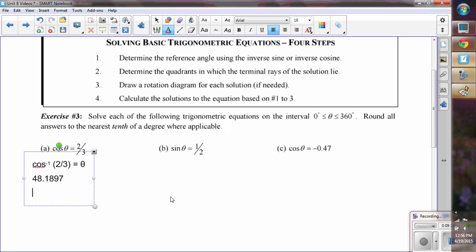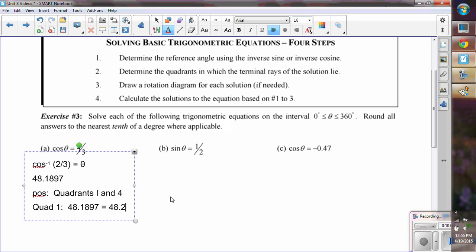We now continue on. Since it's positive 2/3, cosine is positive in quadrants 1 and 4. So since we're positive in quadrants 1 and 4, we have to use the reference angles. The quadrant 1 answer is just going to be the 48.1897. Rounded to the nearest tenth, it's going to be 48.2.